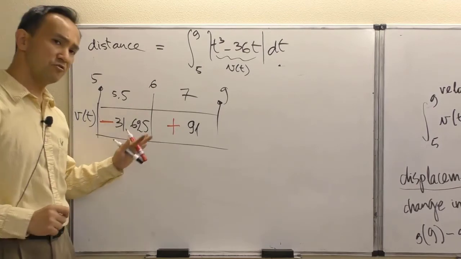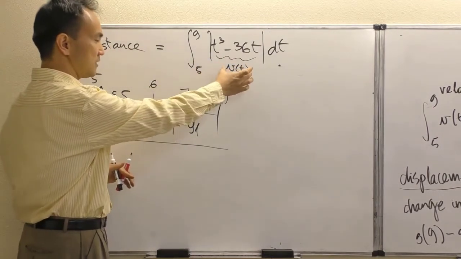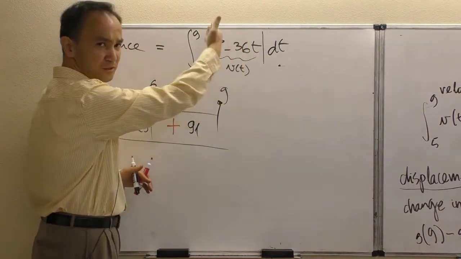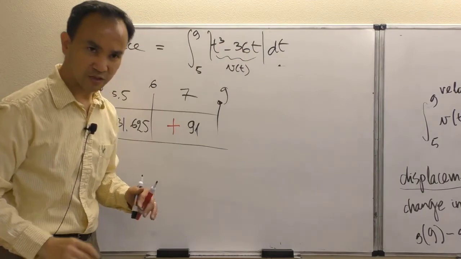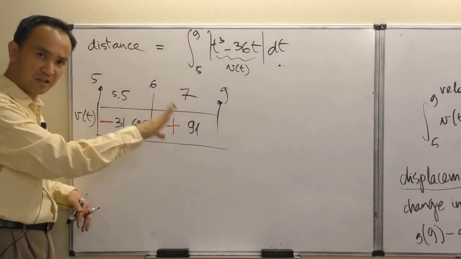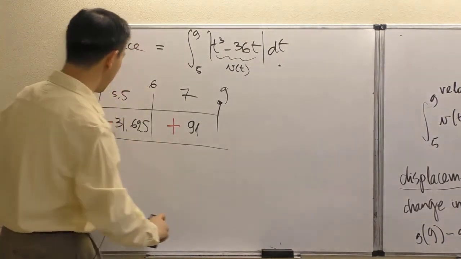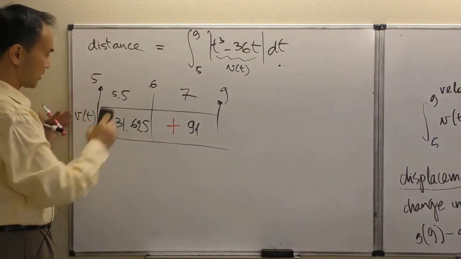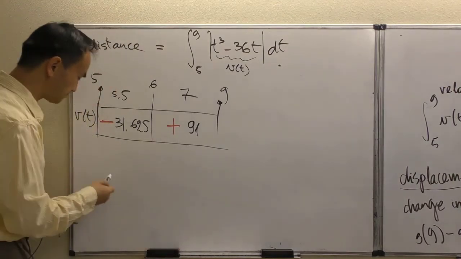Okay, so I now know that this v of t function, and right now I'm specifically focused on the function inside the absolute value, because we need to know whether the function is negative or positive in a certain interval. So now I know that my function v is negative in the interval from 5 to 6. This is what I'm doing.